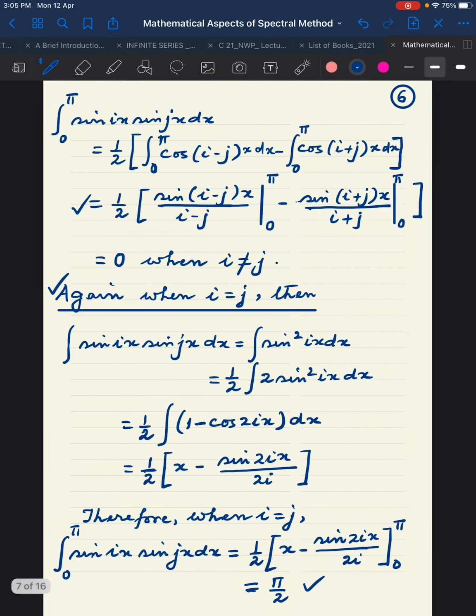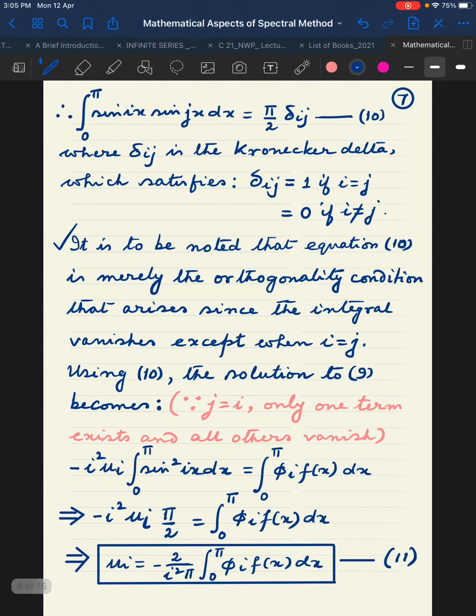So finally what we get is this one: minus i square u_i times the integral from 0 to pi of sin square(ix) dx equal to the integral from 0 to pi of phi i f(x) dx. I have written in the bracket the reason, that since j equals i, only one term exists and all other terms vanish. So finally we got 11 as the solution of problem 1. That is, we have found out u_i.